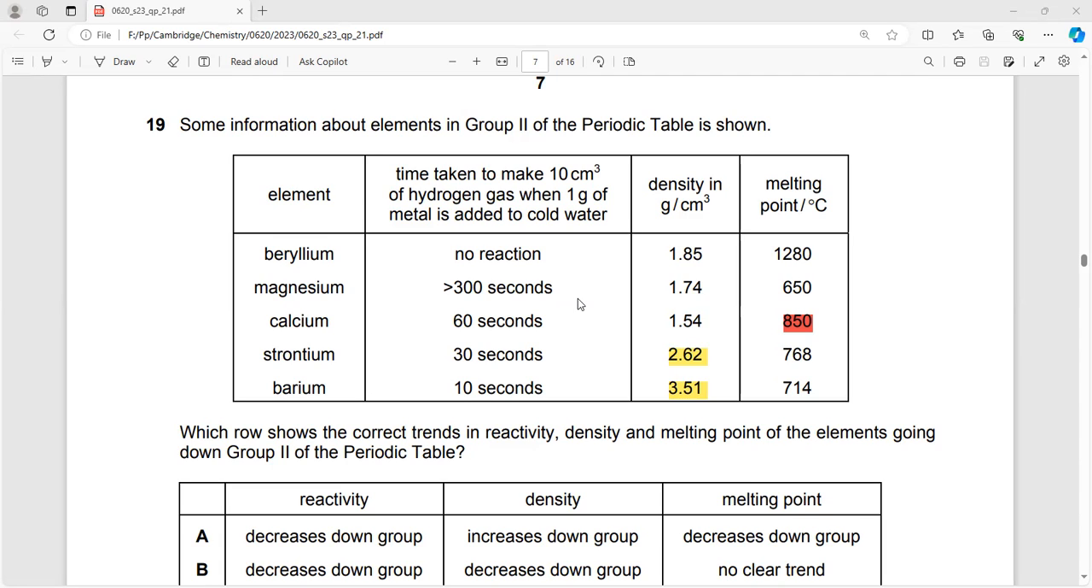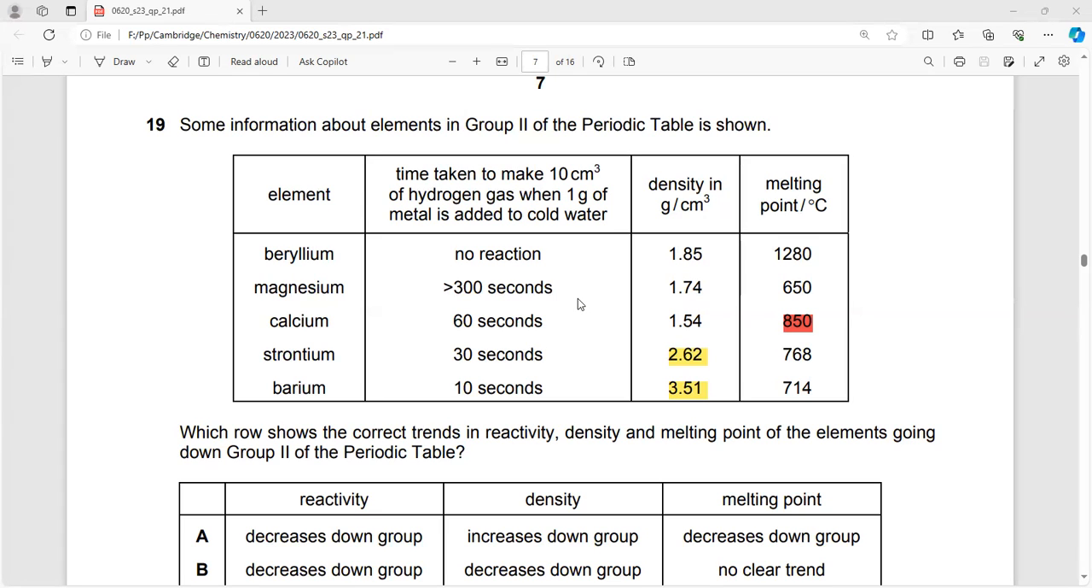In the second column, the density: first is 1.85, then it is decreasing until 1.54, and then once again it's increasing. So this trend is not clear because first it's decreasing, then it's increasing. What about the melting point? First it is increasing, 1,280 Celsius, then it is 650 for magnesium, and then it's increasing to 850, and once again it is decreasing. So it is not a clear trend for density and melting point.